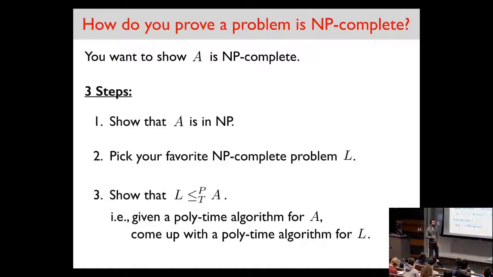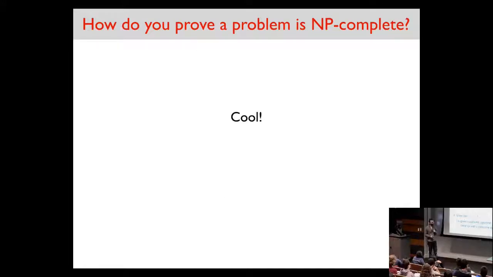So that's pretty nice. That means you can follow three steps if you want to show, and we're going to do this in the next lecture, that some problem is NP complete. Show that first A is in NP, usually the easy step. Then second step, pick your favorite NP complete problem, L. Super Mario Brothers, Tetris, whatever you want. And then show that this problem reduces to your problem in polynomial time, which means that given a polynomial time algorithm for A, come up with a polynomial time algorithm for this problem L. So that's cool. That's nice.